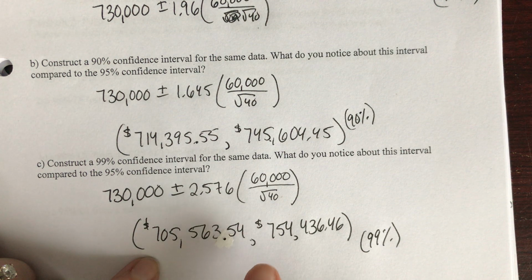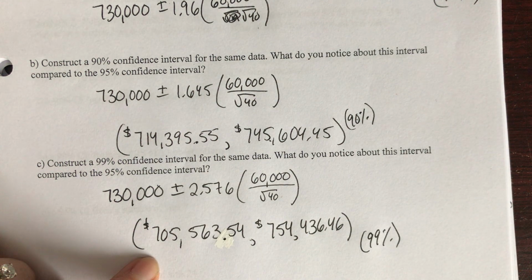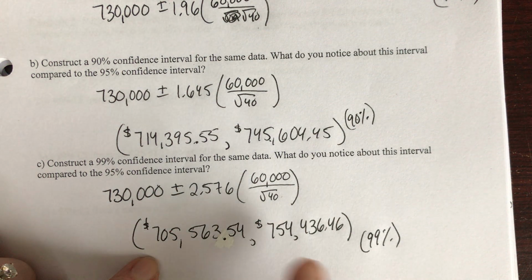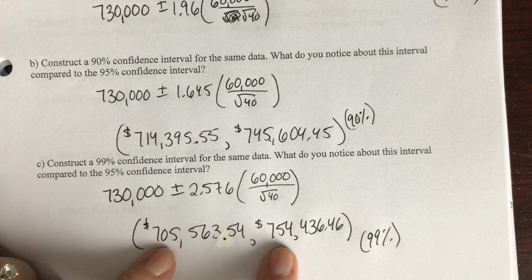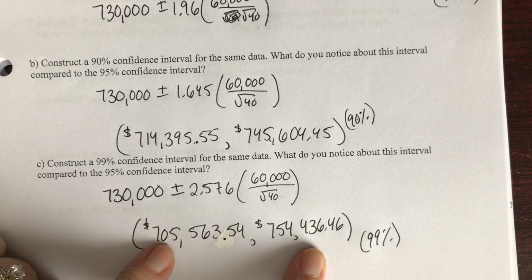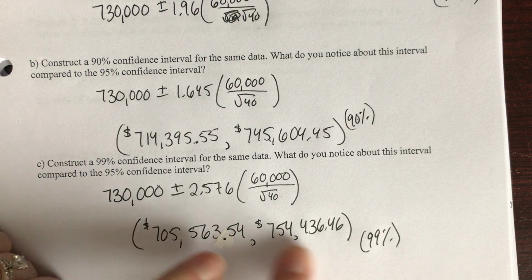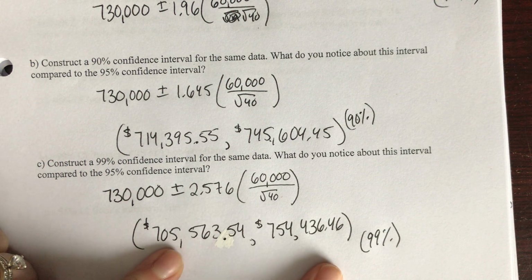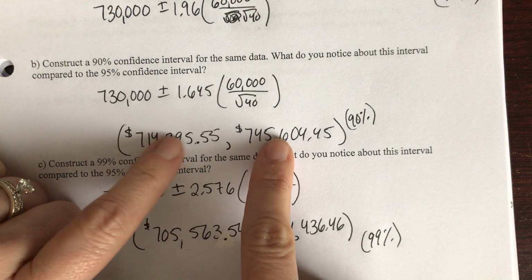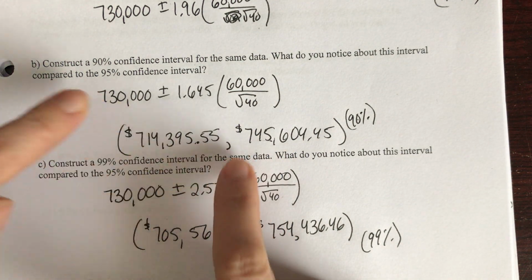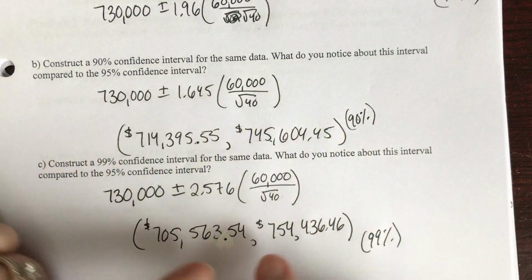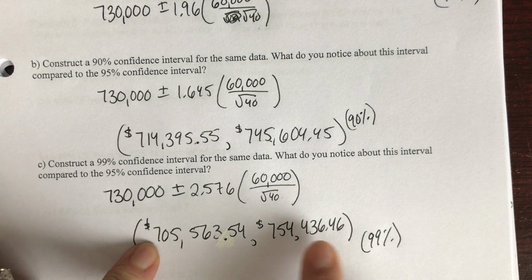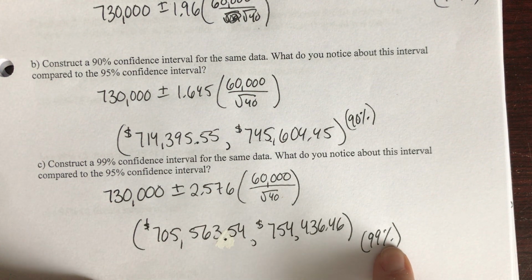Compared to our original 95% in part A, now the 99% is wider. This is $50,000 wide, just about. So when you think about it that way, the wider the target, the more certain you are you're going to hit it. The narrower the target, the less certain. You're only 90% certain you're going to hit this window, but this is a much wider window, so we can be more confident that we're going to hit it.